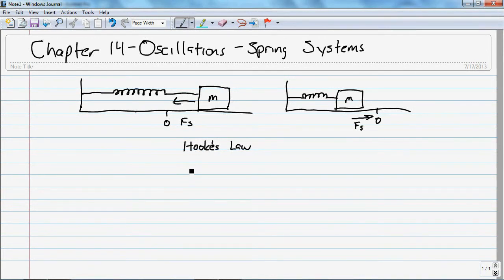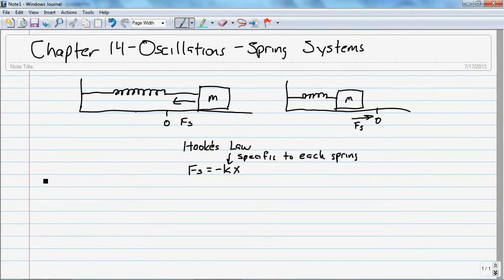And Hooke's law is expressed mathematically as the force of the spring is equal to negative k, some spring constant, times x. And this spring constant k is specific to each spring. And it's based on what the spring is made of, the density of the material, a bunch of different factors.